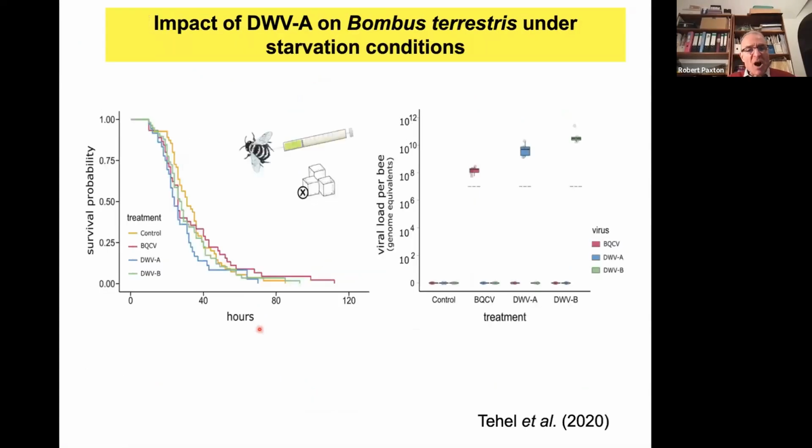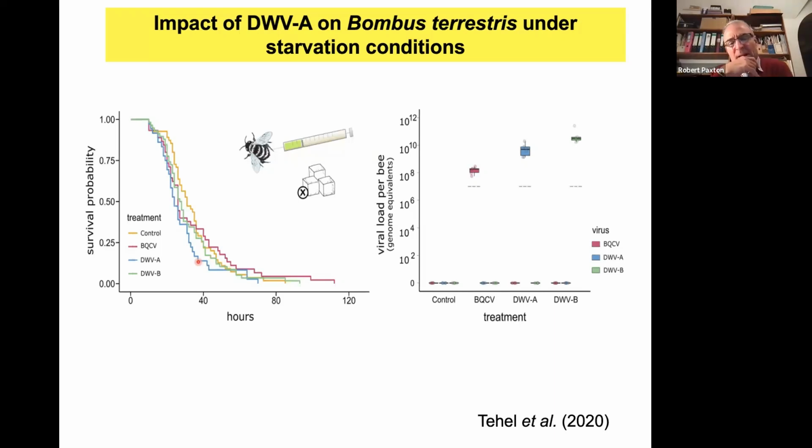suggesting little impact. Only when we starve the bumblebee, take away its food, and it's been injected with deformed wing virus A, do we see that there is some reduction in the longevity of the bee. So only under very stressful conditions. So that's in a laboratory experiment.